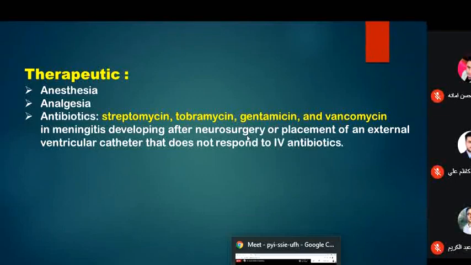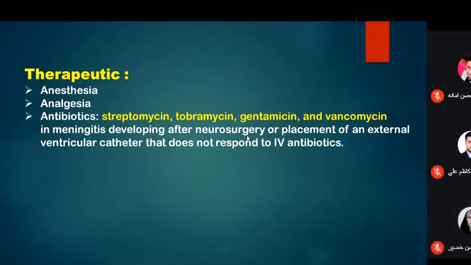Meningitis developing as a complication of neurosurgery. If there is failure to respond, we use intrathecal antibiotics. But what is the meaning of placement of an external ventricular catheter? In hydrocephalus? Very good. VP shunt in hydrocephalus. And there is no response to IV antibiotics, so here we use the intrathecal route, which goes directly to the meninges.